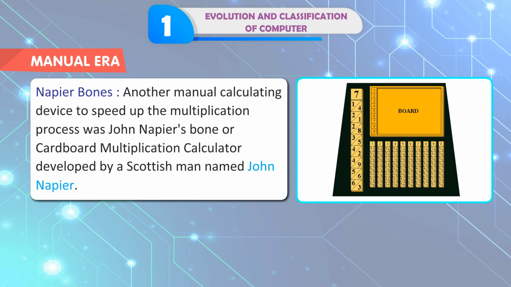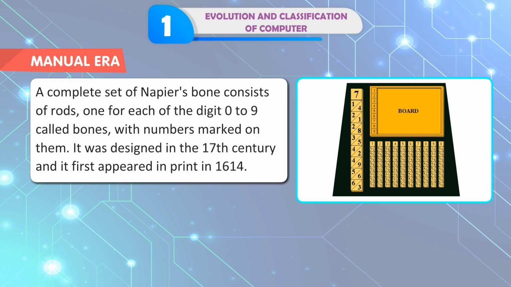Napier bones. Another manual calculating device to speed up the multiplication process was John Napier's bone or cardboard multiplication calculator, developed by a Scottish man named John Napier. A complete set of Napier's bone consists of rods, one for each of the digits 0 to 9 called bones, with numbers marked on them. It was designed in the 17th century and it first appeared in print in 1614.